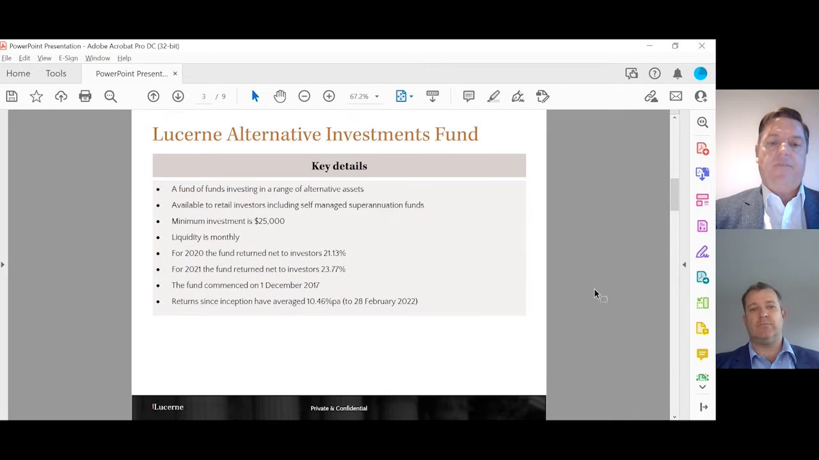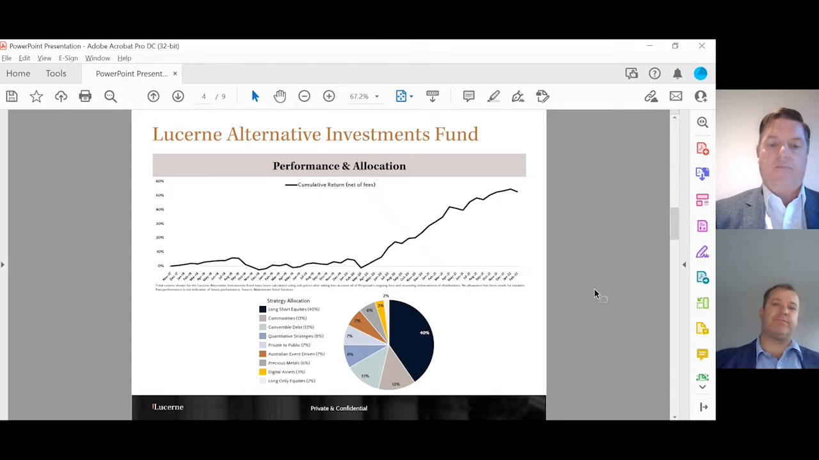But it's been able to outperform equities markets in particular, so your more traditional asset class, in both 2020 and in 2021. And Anthony's going to talk a bit more about why and how we were able to do that.